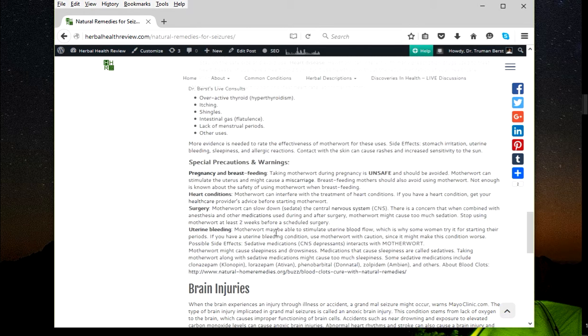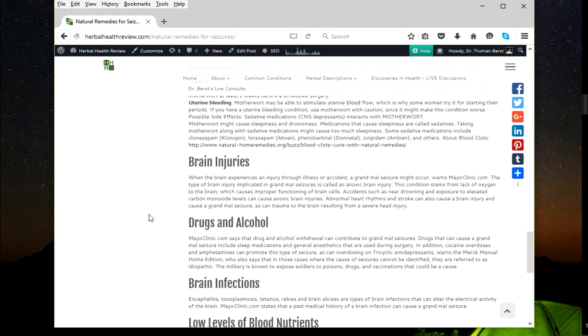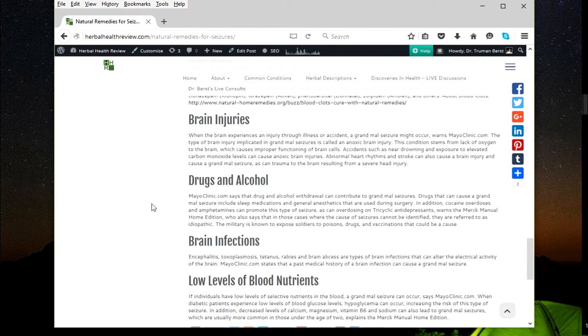Some sedative medications include clonazepam, Klonopin, lorazepam, Ativan, phenobarbital, Donnatal, zolpidem, Ambien, and others. There's more information about clotting and blood clots as well here. But that really gives you some details about some herbs that could be helpful, and going deep, looking at those herbs in depth. Now we're talking about epilepsy.